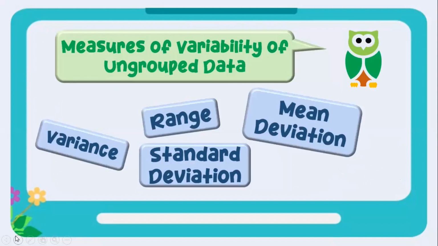Measures of variability of ungrouped data. The same as the measures of central tendency, we do have the ungrouped data and grouped data. So first, we will talk about the measures of variability for ungrouped data. For these, we have the range, mean deviation, the standard deviation, and variance. So let's talk about these one by one.